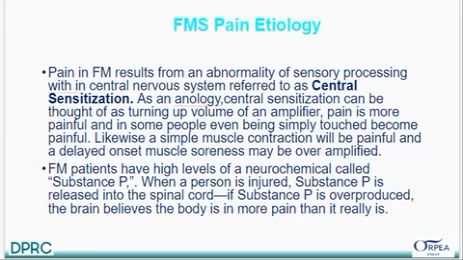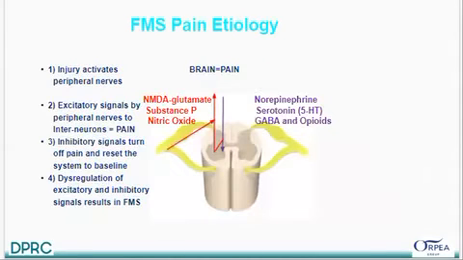FM patients have high levels of a neurochemical called substance P. When a person is injured, substance P is released into the spinal cord. If substance P is overproduced, the brain believes the body is in more pain than it really is. This is the diagrammatic description of fibromyalgia.